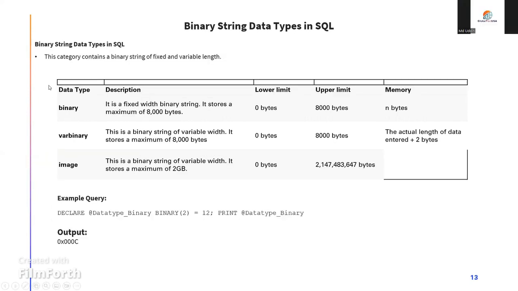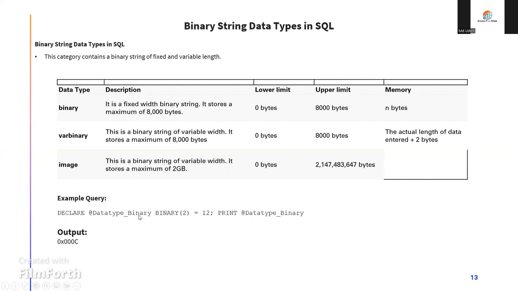Also, you have a binary string data type. This contains binary strings of fixed and variable length. Right? So you can use the data type as binary, varbinary, or image. Binary is a fixed binary string. Varbinary is a binary string of variable width, and image is also variable width. Image takes up to 2 gigabytes, binary takes 8,000 bytes, and varbinary is 8,000 bytes.